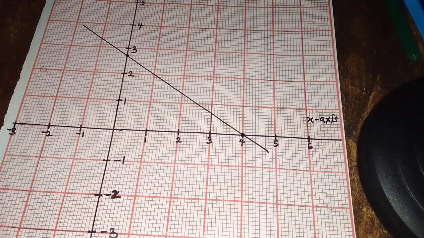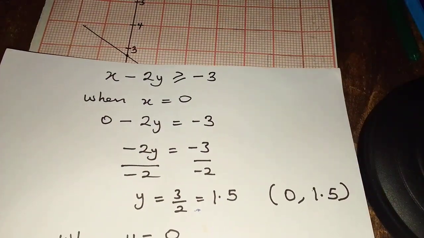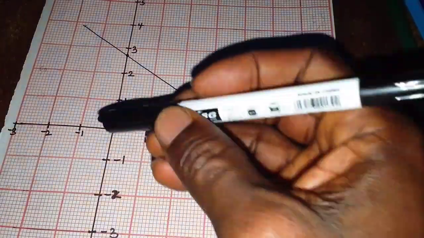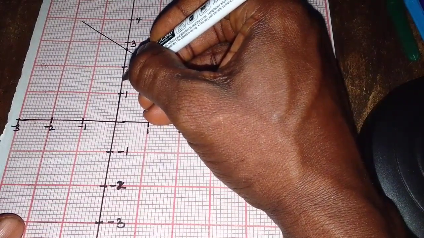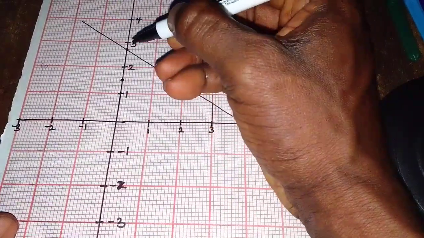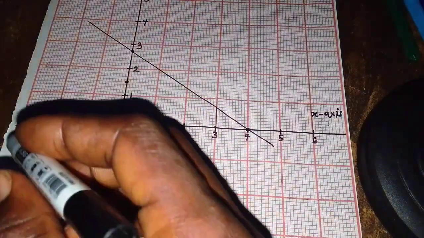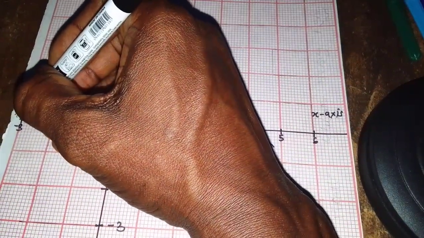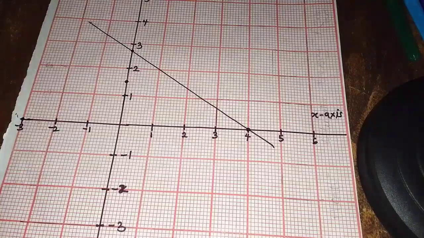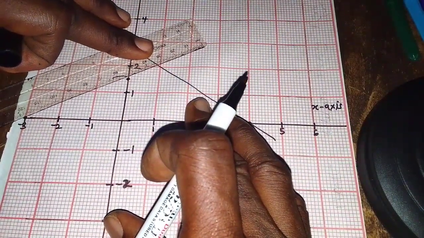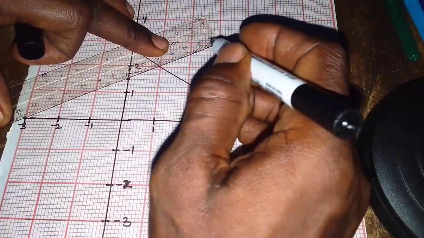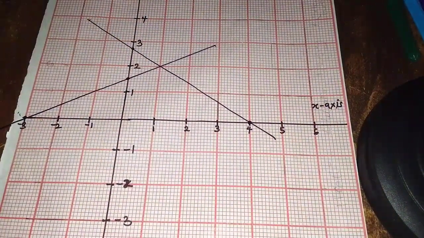The second graph says that when x is 0, y is 1.5. X is 0 here, y is 1.5. Y is 1.5, 1, 2, 3, 4, 5. So you are going to plot it, and the other coordinate, when x is minus 3, y is 0. X is minus 3 at this point, y is 0. So you plot it. You join the two together with a straight line. So we've been able to join.